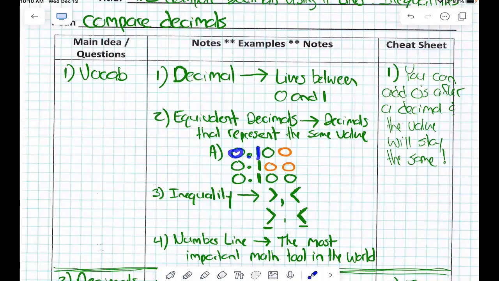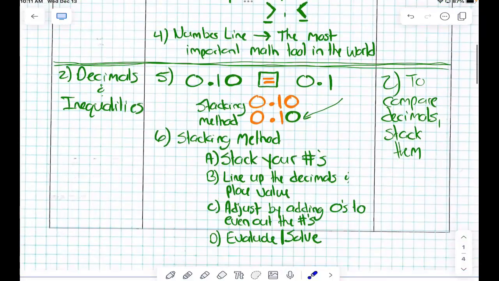I gave you guys this number, this number, and this number. So if you look at the numbers that I did not trace, are the orange zeros, right? When I added those orange zeros on, did it change the value of my decimals? No. Can you add zeros on to a decimal and not change the value? Yes. Cool. You guys already know about inequalities, right?